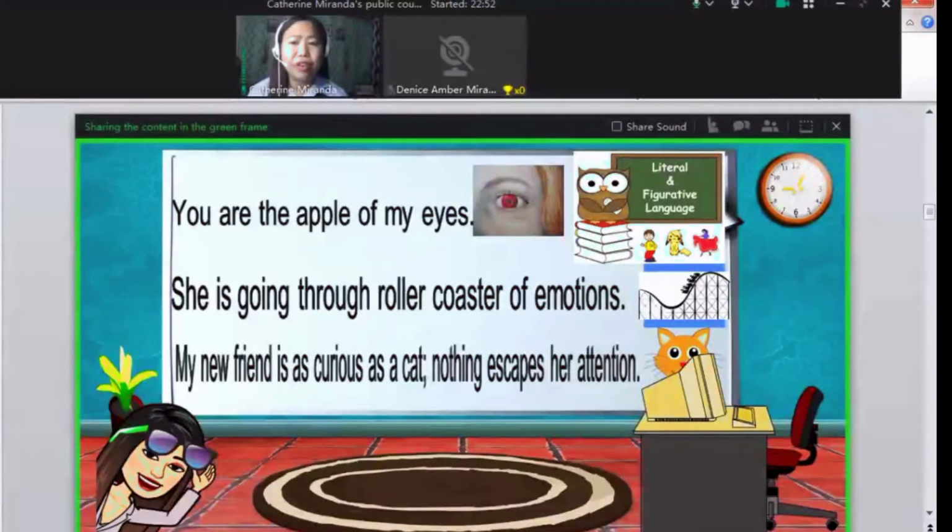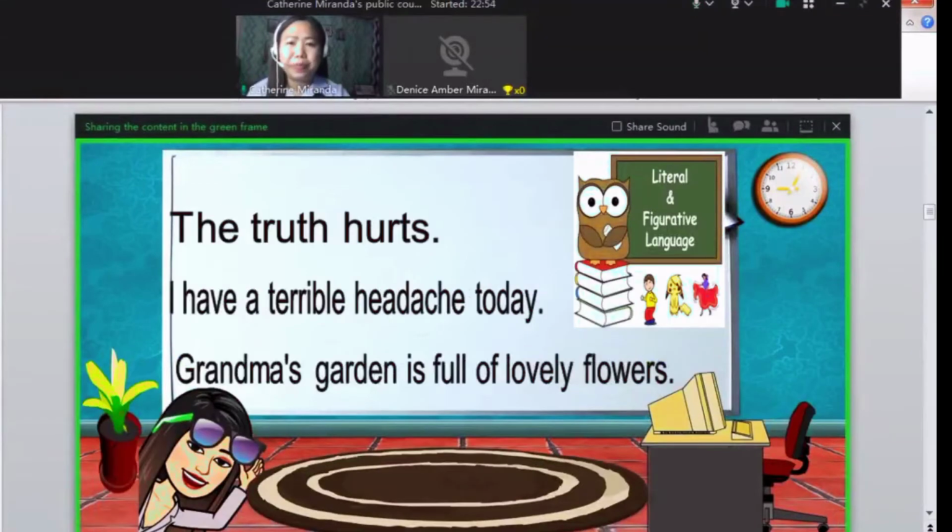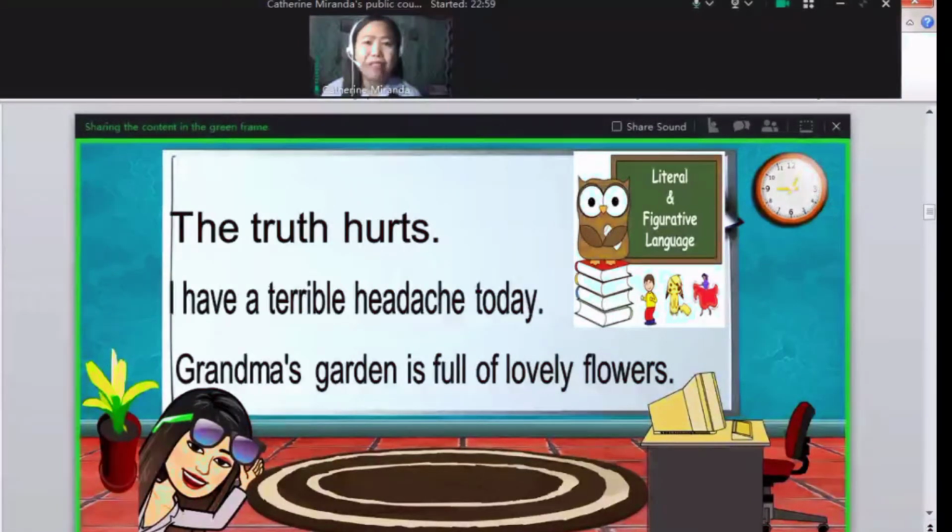I have another set of statements here. Let's take a look at it. The truth hurts. I have a terrible headache today. Grandma's garden is full of lovely flowers. How about these statements? What do you think are these? Are they figurative or literal statements? As we move forward with our lesson, we will try to find out the answer to my questions.